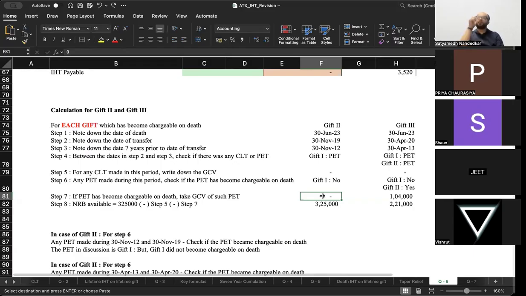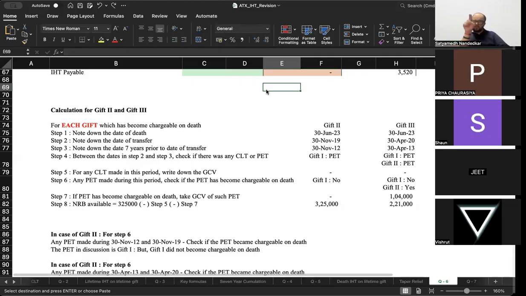Note down the date of death, note down the date of transfer. Now, from the date of transfer go back 7 years from the date of transfer of each gift. This calculation will be done separately for each gift. Write down the date of transfer. Go back 7 years from the date of transfer. When you go back 7 years, write down the date that you get. That is 30th November 2012.